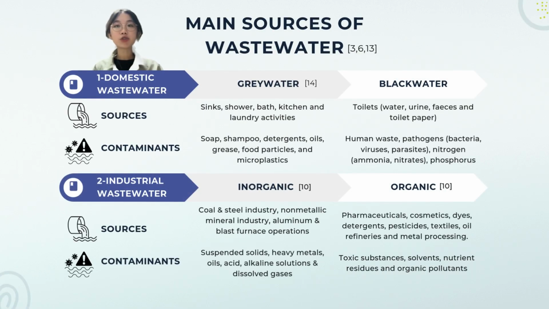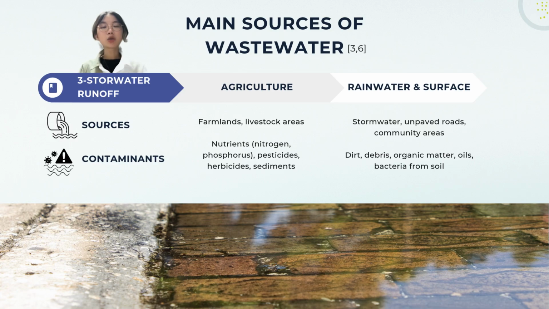To design effective treatment solutions, we must first understand wastewater sources. Domestic wastewater includes greywater from sink and shower, while black water from toilet carries waste and pathogens. Next, industrial wastewater can be inorganic with heavy metals and acid from industrial sources, or organic with toxic chemicals from pharmaceutical and domestic sources. Last, stormwater runoff carries contaminants from the environment. Agricultural runoff contains fertilizer and pesticide, while rainwater and surface runoff pick up dirt, debris, and oils.